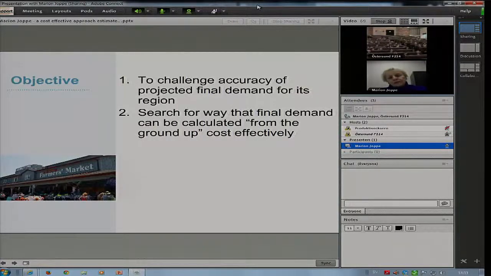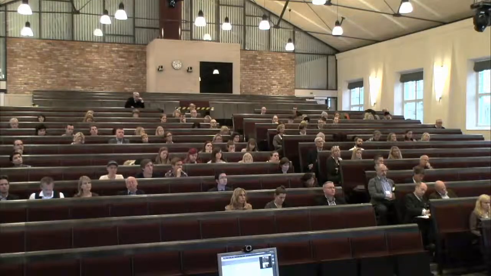So the objective of our study was to really challenge the accuracy of the final demand that the TRAIM model projects for our region, and to see if there would be a cost-effective way to calculate this demand from the ground up, and have numbers that we knew we could rely on more so than the ones that come from the top down from the national surveys.